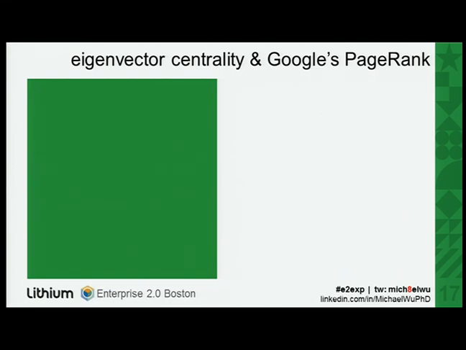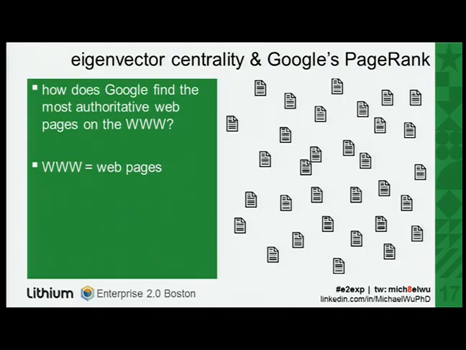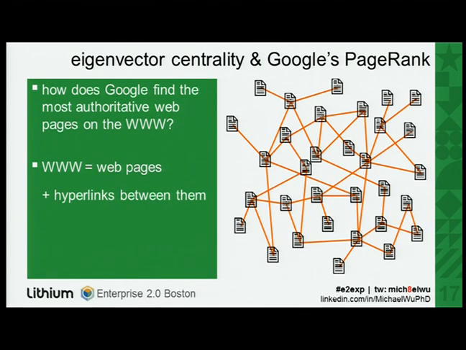The eigenvector centrality is very similar to Google's PageRank. If you think about how Google solved the problem of finding the most authoritative web pages on the web, well, what is the World Wide Web? The World Wide Web is basically a bunch of web pages connected by hyperlinks, right? And Google solved this problem with their PageRank algorithm.